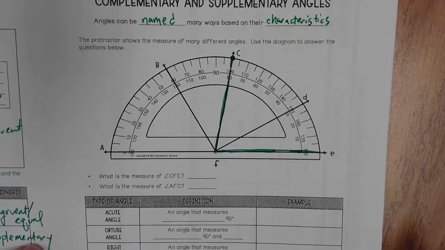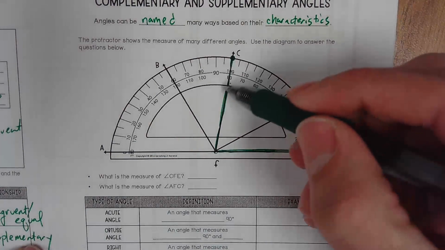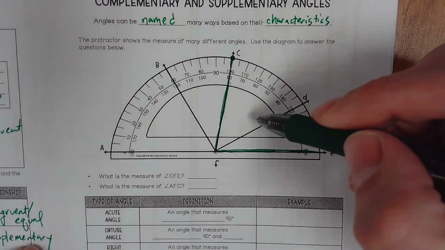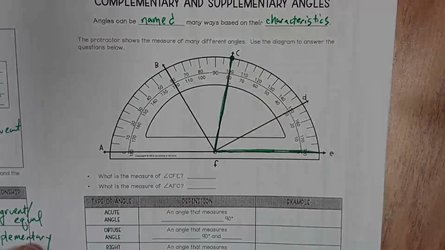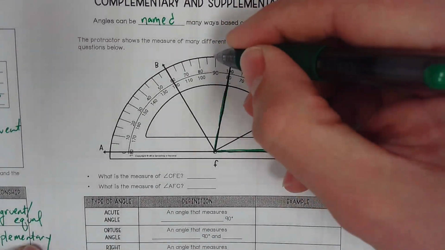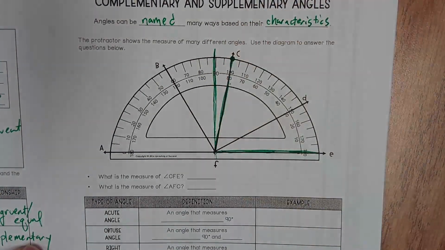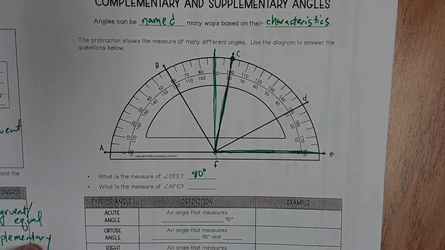Okay, so looking at CFE, we have to decide, is that 80 or 100 degrees, because they're both listed there. What you need to be thinking about is, is this an acute angle or an obtuse angle? Is this smaller than 90 or bigger than 90? When I look at it, here's 90 degrees right here. So if this is 90, that looks like it's smaller. So I would go with the 80 degree measure over the 100 degree measure. So in this case, it's 80 degrees.